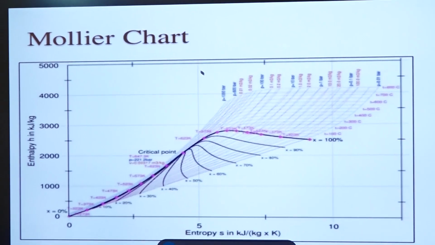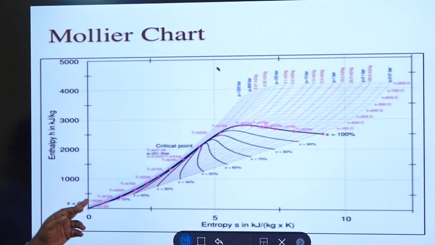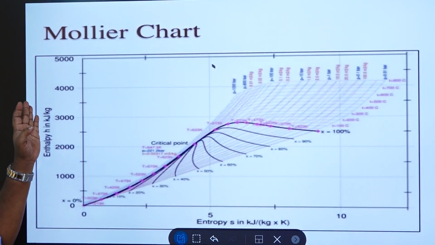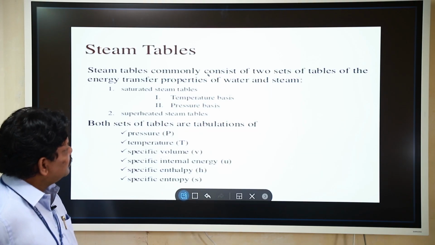Now the Mollier chart. Here we draw the graph between enthalpy and entropy. Enthalpy is given in kilojoule per kilogram, and entropy is given in kilojoule per kilogram Kelvin.